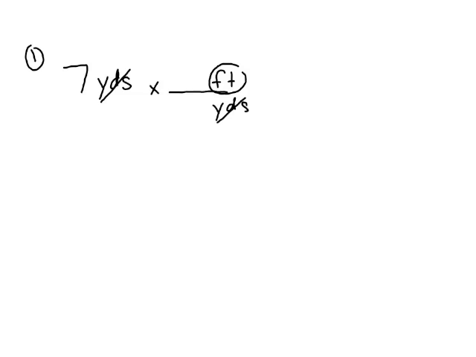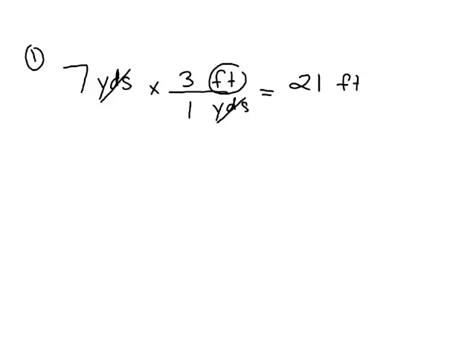And then what's the ratio? 3 feet in 1 yard. So then just multiply across. It's a fraction. 21 feet over 1. So in 7 yards there are 21 feet.